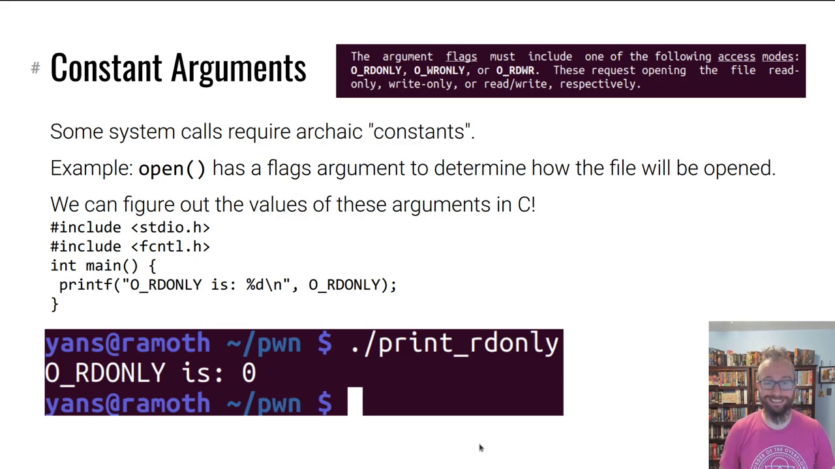How do we get these constants, these numbers? Now, this is a pain in the butt. Some system calls just have archaic sort of things that you've got to know, like zero is how you open something in read-only mode, and write-only maybe is one. I don't know. You'll have to look it up.